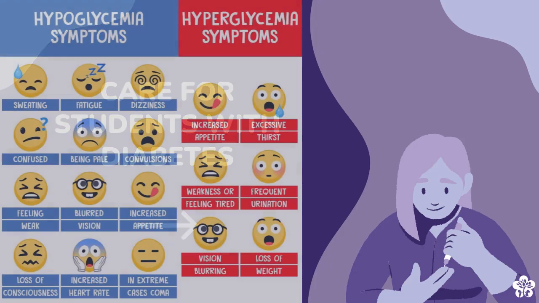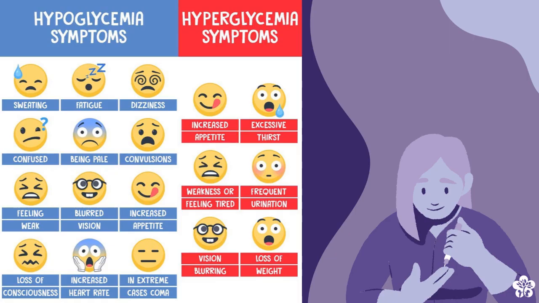The signs of hypoglycemia or low blood sugar include shaking, sweating, a fast heartbeat, hunger and weakness, headaches, dizziness, blurred vision, irritability, confusion, and anxiousness. The signs of hyperglycemia or high blood sugar include thirst, hunger, frequent urination, weakness, fatigue, irritability, blurred vision, slow healing of wounds, frequent infections, and unexplained weight loss.